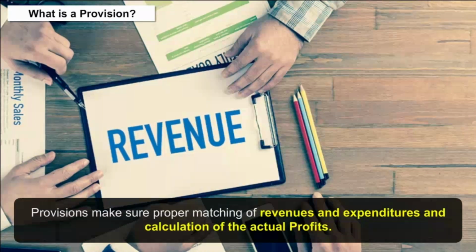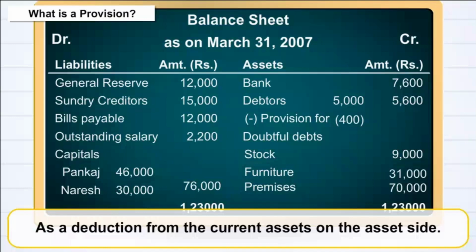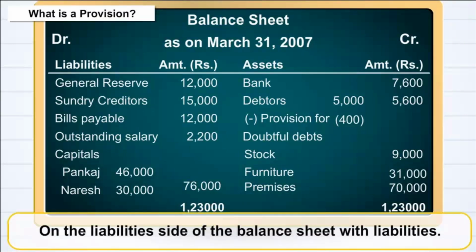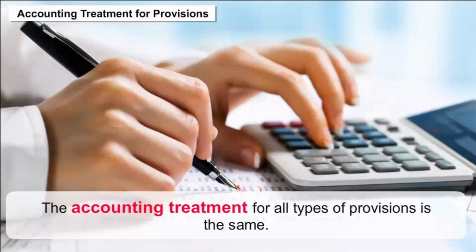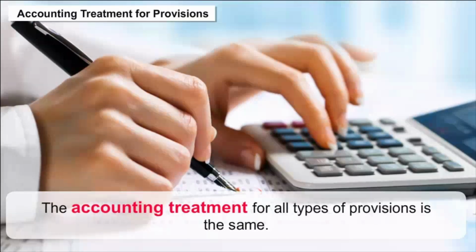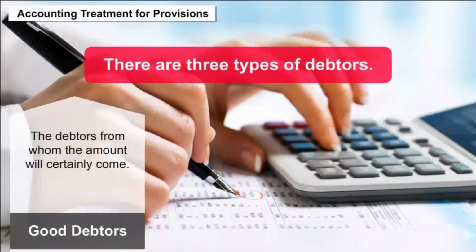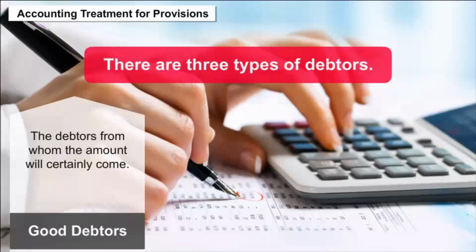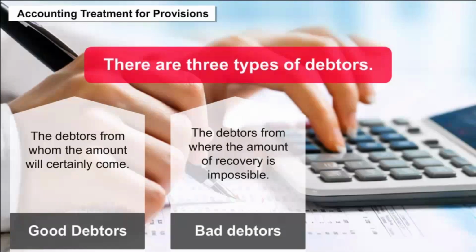Accounting treatment for provisions. The accounting treatment for all types of provisions is the same. Let us take an example of provision for doubtful debt. There are three types of debtors. Good debtors, the debtors from whom the amount will certainly come. Bad debtors, the debtors from whom recovery of the amount is impossible. Doubtful debtors, the debtors who may pay but business people are not sure when and how much they will pay. The journal entry relating to the same would be done as profit and loss account debit to provision for doubtful debts.